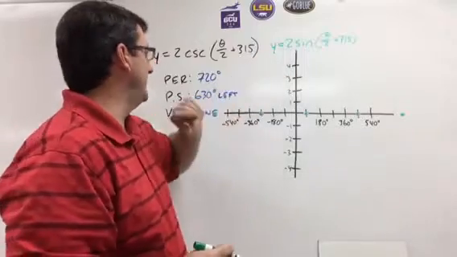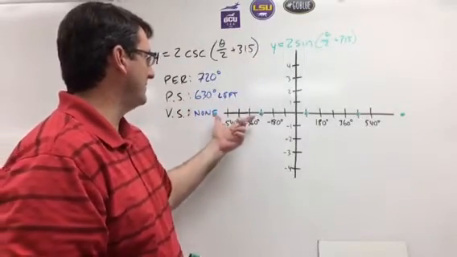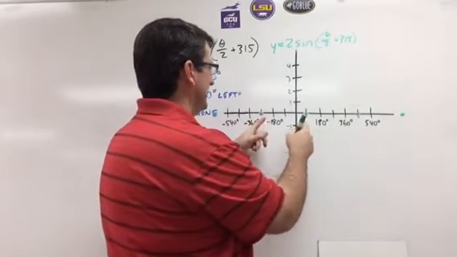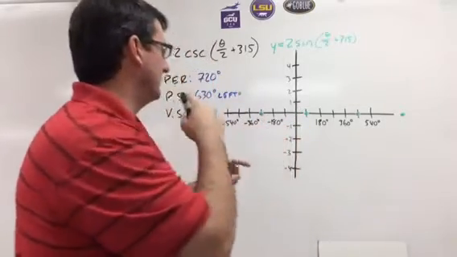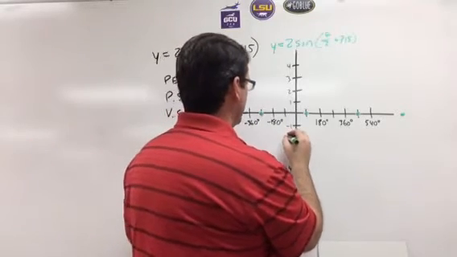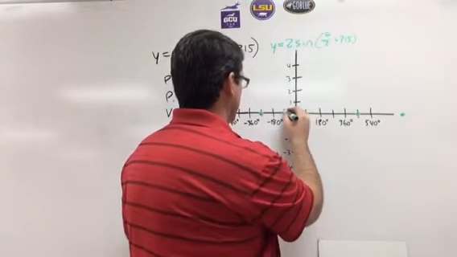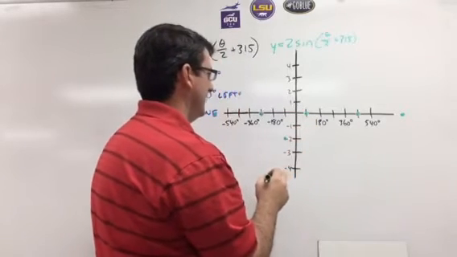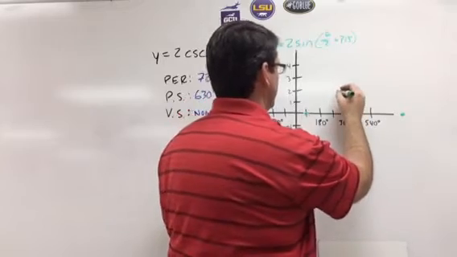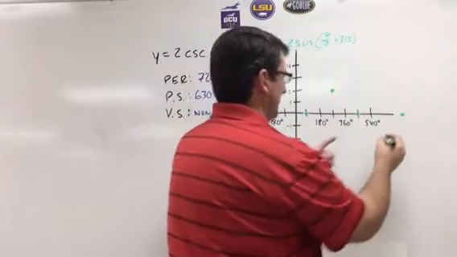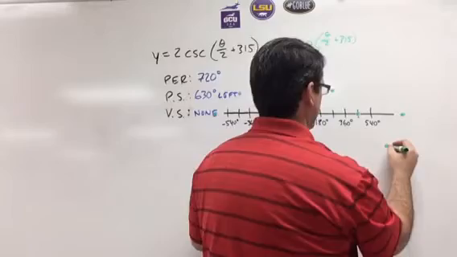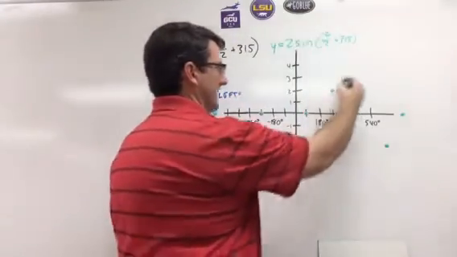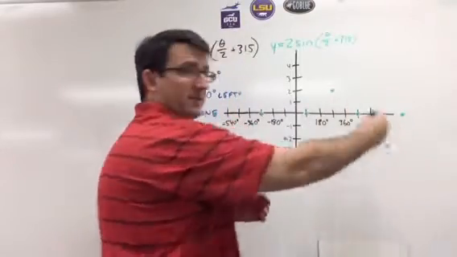And the amplitude is 2, so halfway between these 2 points we'll reach our maximum of 2. Halfway between these 2 points we'll reach our minimum of negative 2. So let's see, 1, 2. So right here. And then halfway between these 2 points we'll reach our maximum of 2. Between these 2 points we'll reach our minimum of negative 2. And then the sine function would look like this, right? We can connect all those dots.